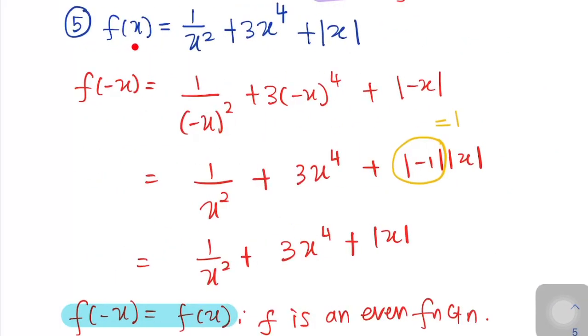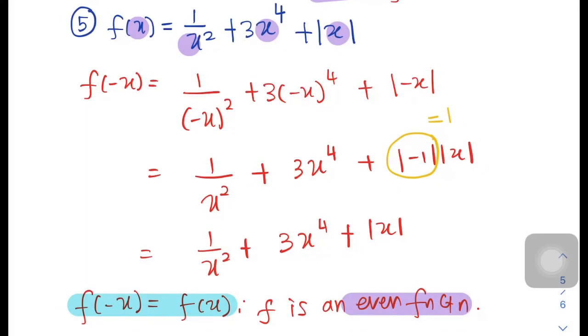Now let's see question 5. f(x) is 1 over x squared plus 3x to the power 4 plus modulus x. As usual, let's substitute x with -x and see what will happen. (-x) squared is just x squared. (-x) to the power of 4, an even power, is positive x to the power of 4. Modulus of -x is equal to modulus x, because again, modulus of -1 is just equal to 1. Let's see, is this the same? Yes, it's the same. Therefore, since f(-x) is equal to f(x), we can conclude that f(x) is an even function. So this is the end of this subtopic.